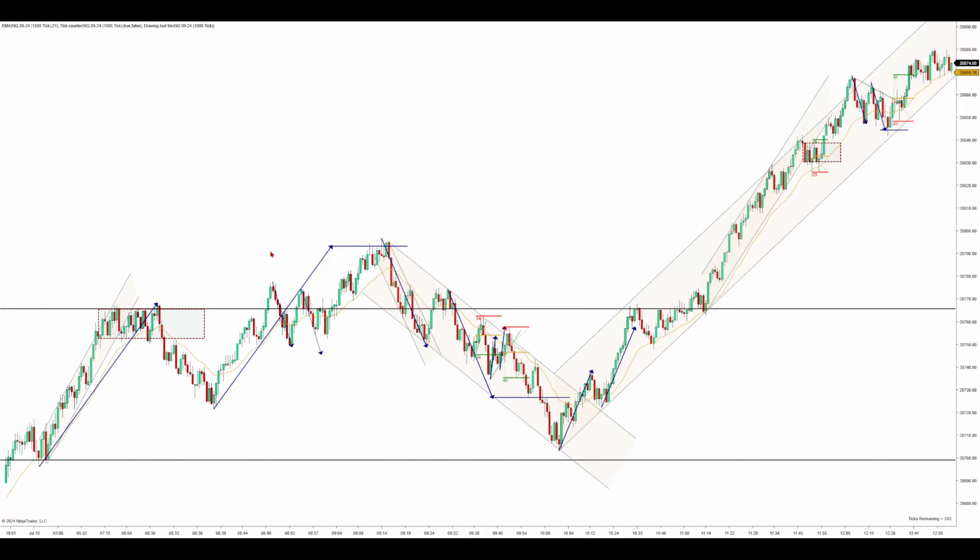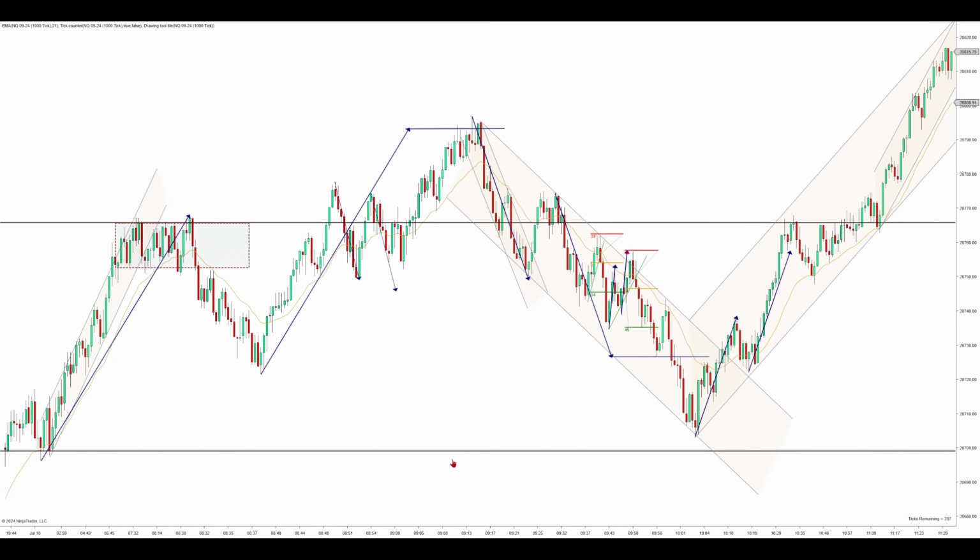So again, I started trading at 8 Central Time, this area right here, looking at both of these charts at the same time.